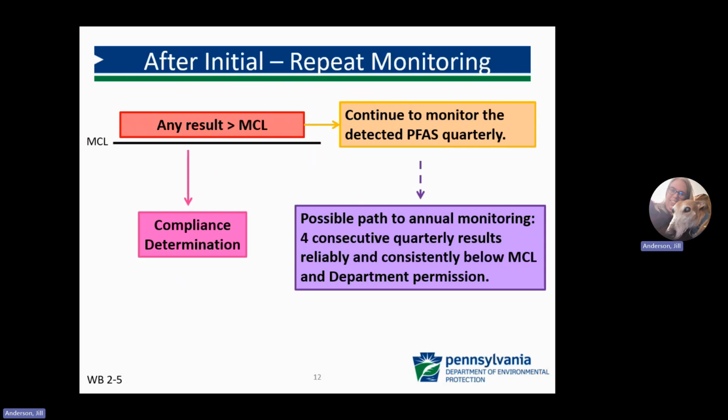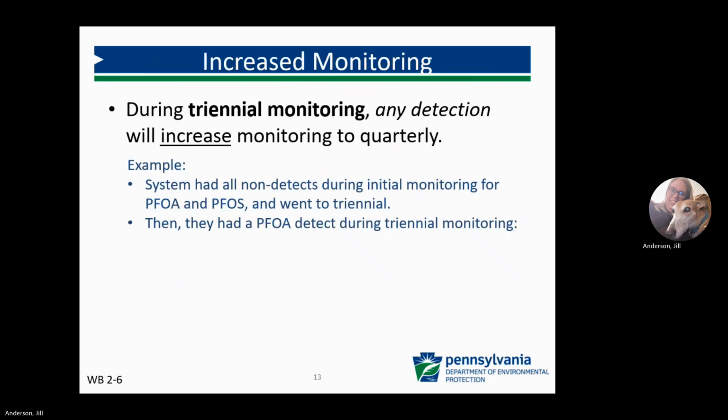There is still a possible path to annual monitoring following an MCL exceedance, with 4 consecutive quarterly results reliably and consistently below the MCL, just like we saw previously. The difference here is that a compliance determination will also happen simultaneously. Compliance will be discussed in Lesson 4 of this course.